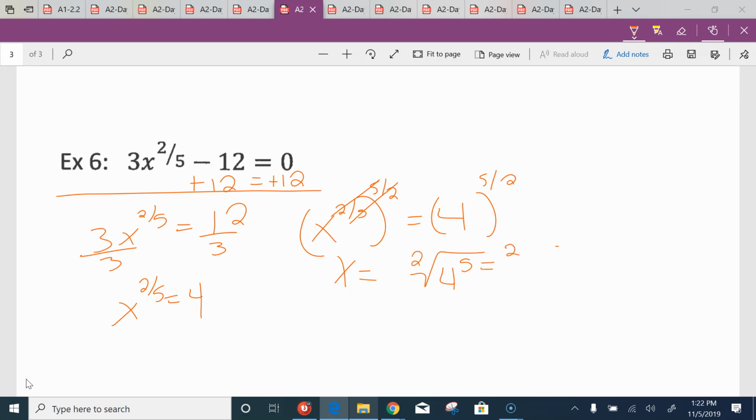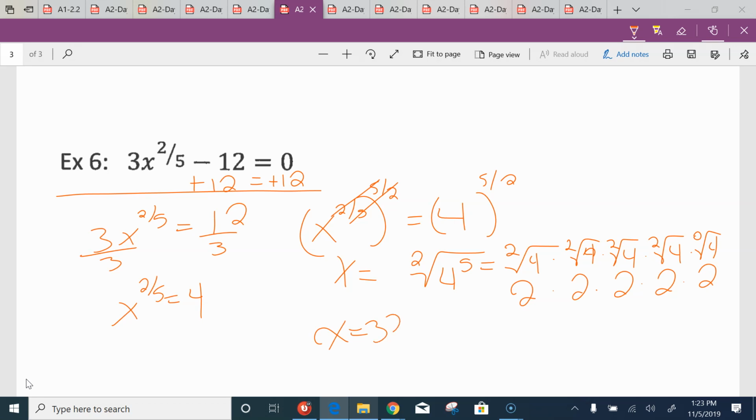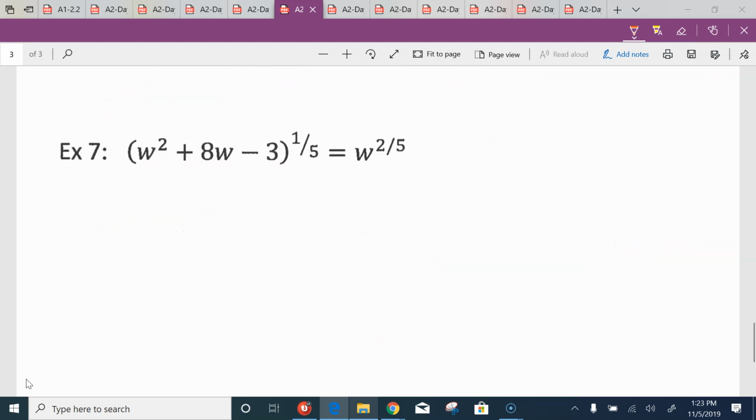That means the square root of 4, not 1 time, not 2 times, not 3 or 4, but a total of 5 times. I don't have to write the 2, but I'll just show you what I'm doing. The square root of 4 is 2. So 2 times 2 is 4, times 2 is 8, times 2 is 16, times 2 is 32. Therefore, x equals 32. That's example number 6. Going on to number 7.